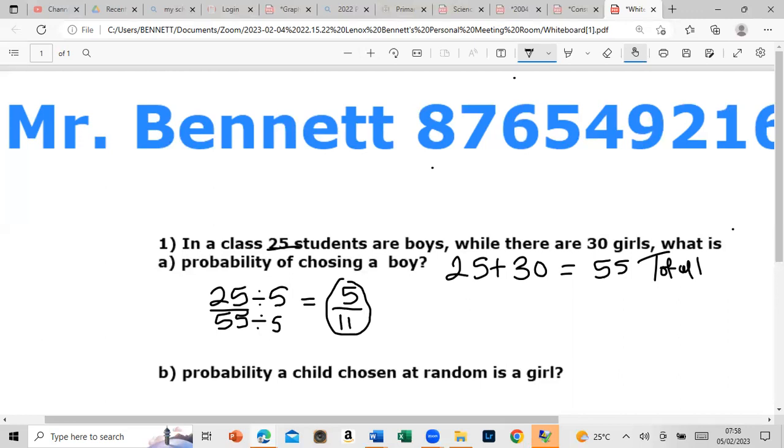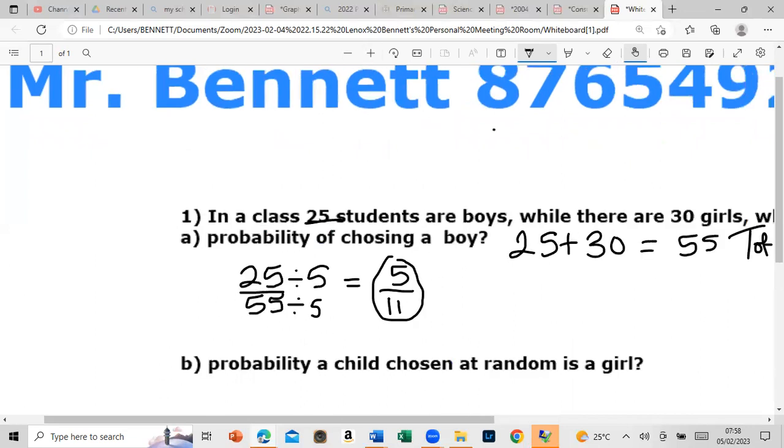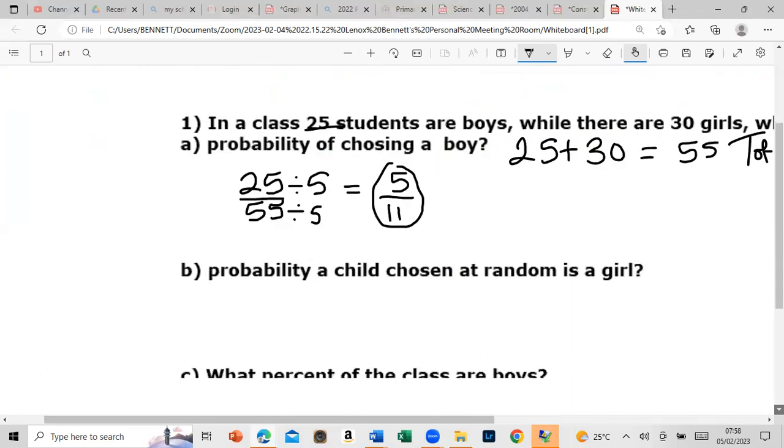All right. Let's go down to the probability a child chosen at random is a girl. So we want to know the same thing, the probability for the girl this time. So again, the total in the class would be 55, since we had established that the total is 55. However, there are 30 girls. So since there are 30 girls, we're going to use 30, and then we break down this fraction to its lowest terms.